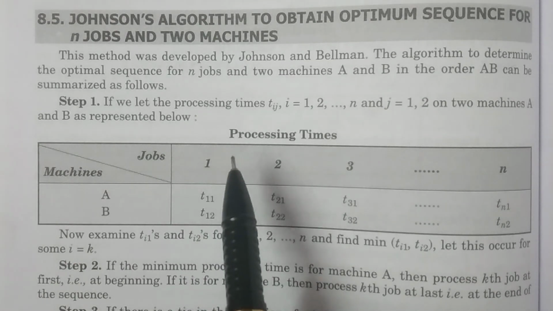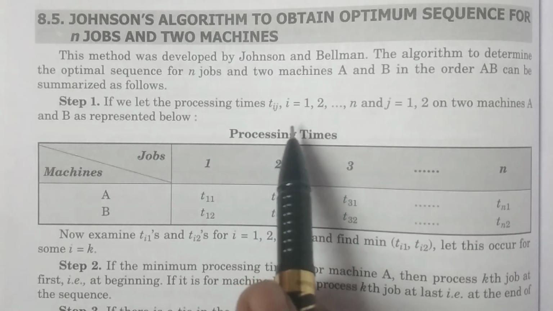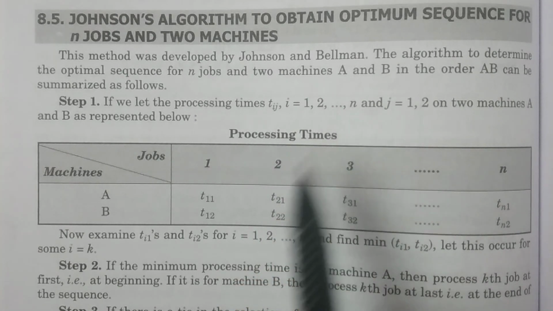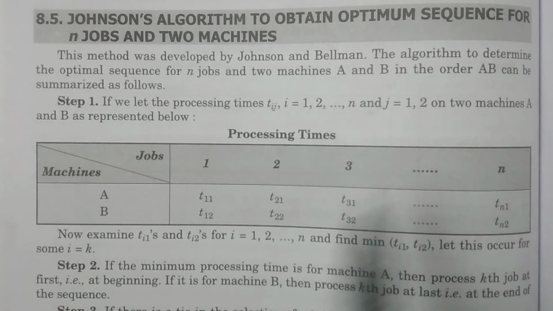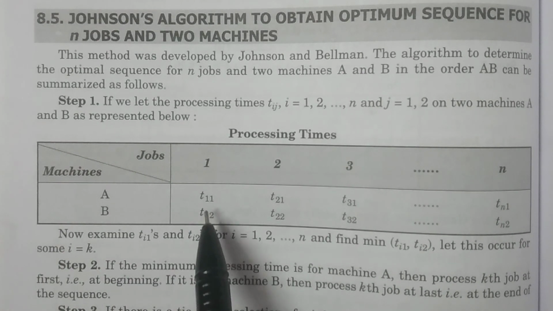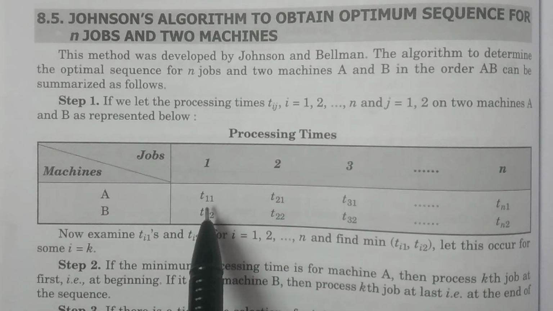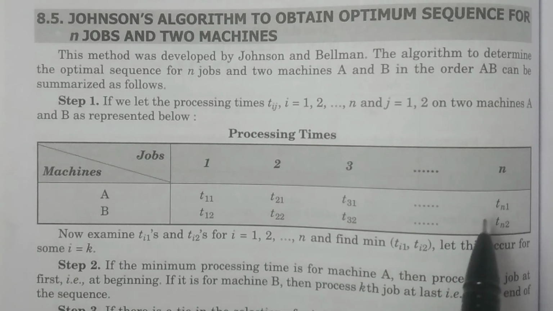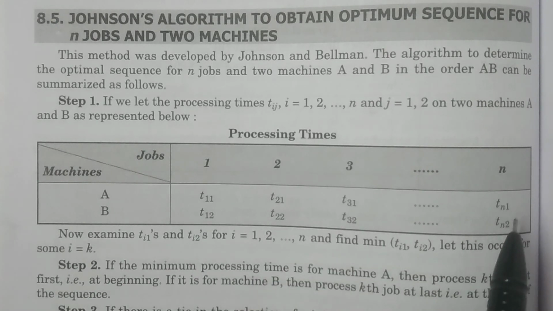Here we have to consider the processing times Tij, where i is equal to 1 to n, which represents the jobs, and j is equal to 1 and 2, the two machines A and B, for example. Then the processing times of machine A for n jobs are T11, T21, T31 and so on up to Tn1. The first letter indicates i and the second letter indicates the machine number. For example, here the machine is 1, the first machine.